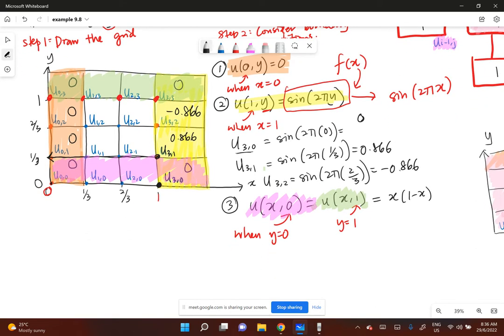Either you calculate one by one like this. Because u(0,0) we already calculated just now, it doesn't matter. You can try to calculate again and check whether you get 0 or not. When u(0,0), the value of x is 0, so 0 times (1 minus 0) is equal to 0. Same. Let's say when you use another boundary condition, you cannot get this 0. Let's say you get 5, I just assume.